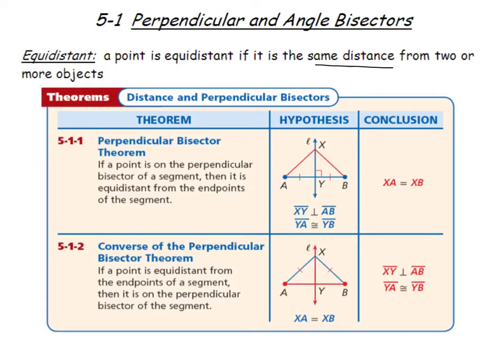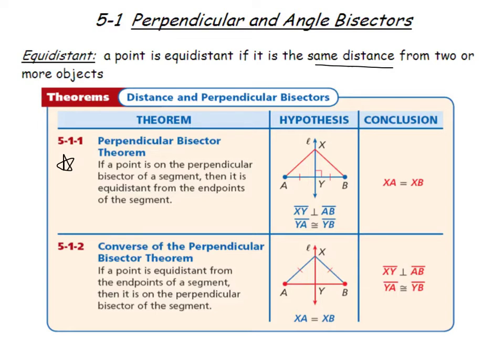And of course we have theorems. The first theorem is the perpendicular bisector theorem. The second, the converse. Go figure, right? The converse of the perpendicular bisector theorem. So if we talk about just the regular old perpendicular bisector theorem here, it reads, if a point is on a perpendicular bisector of a segment, then it's equidistant from the endpoints of the segment.